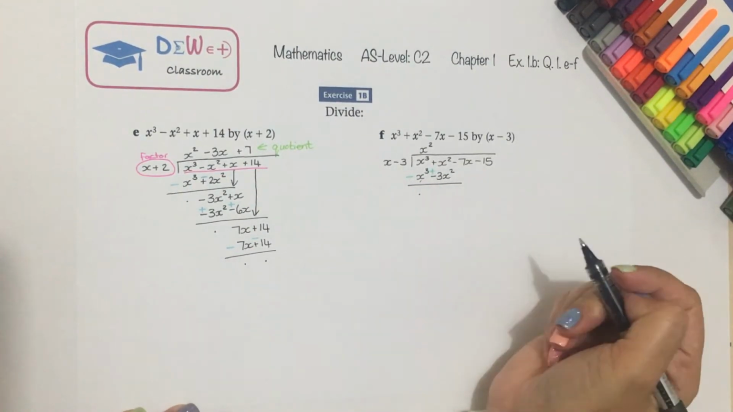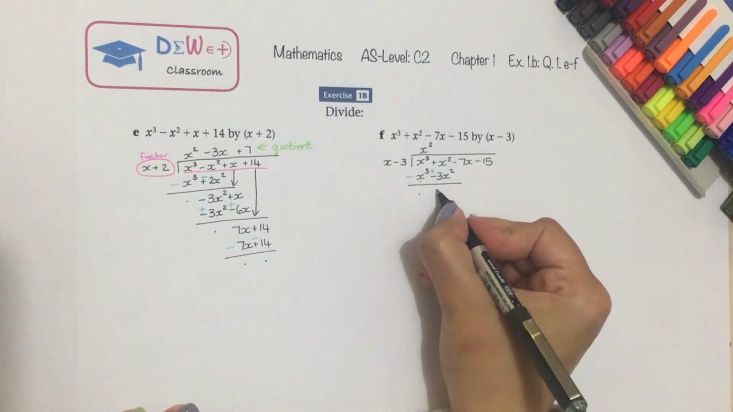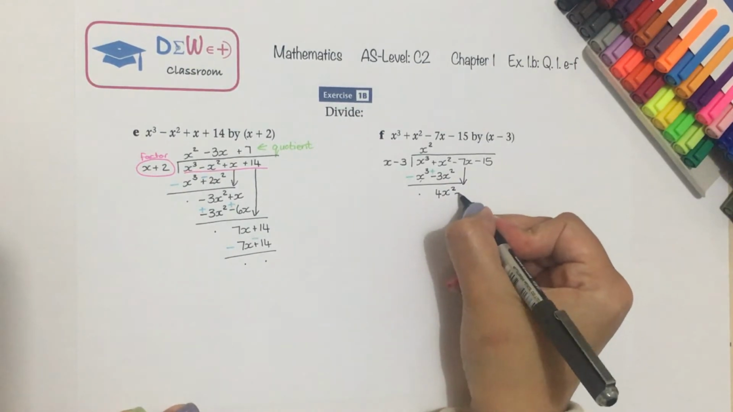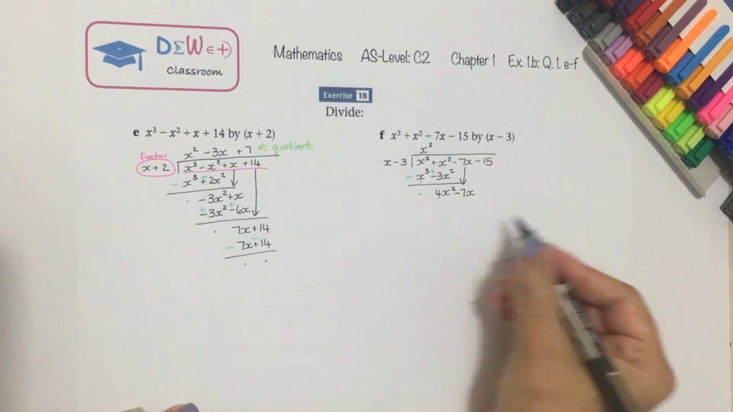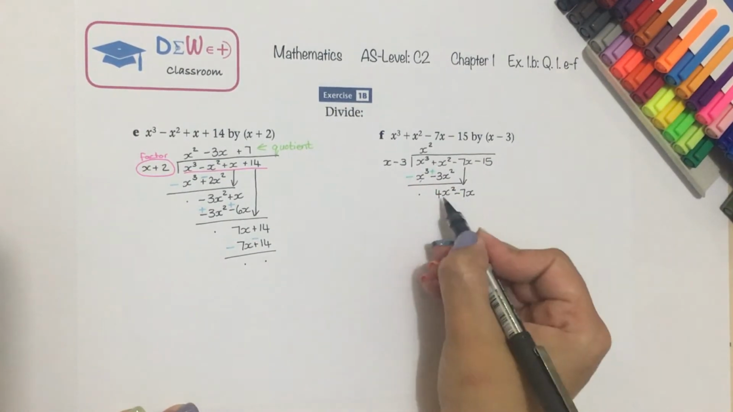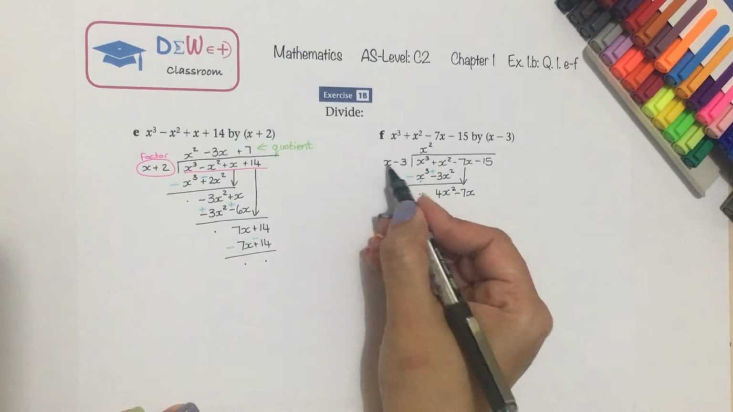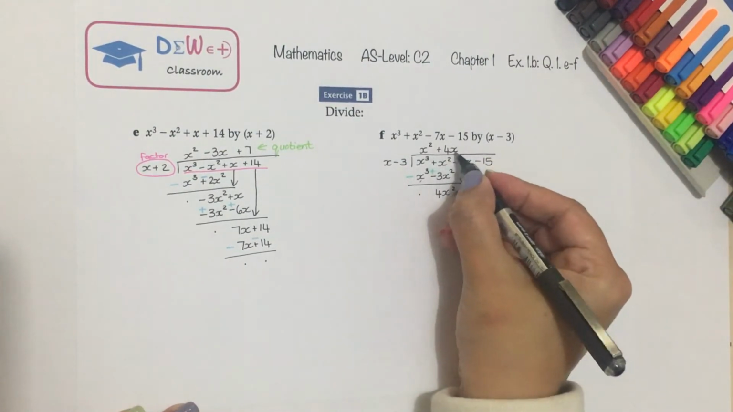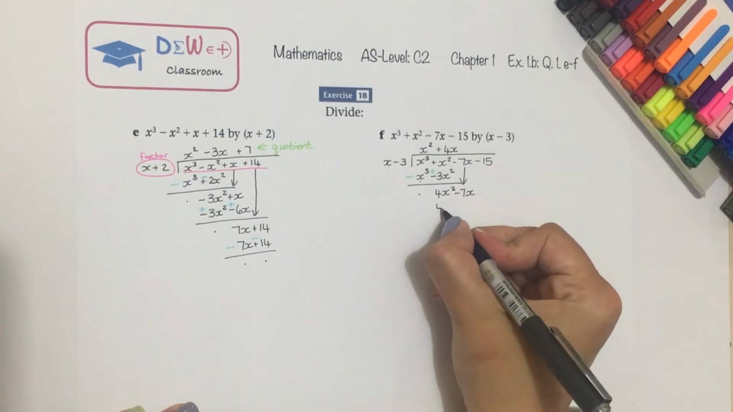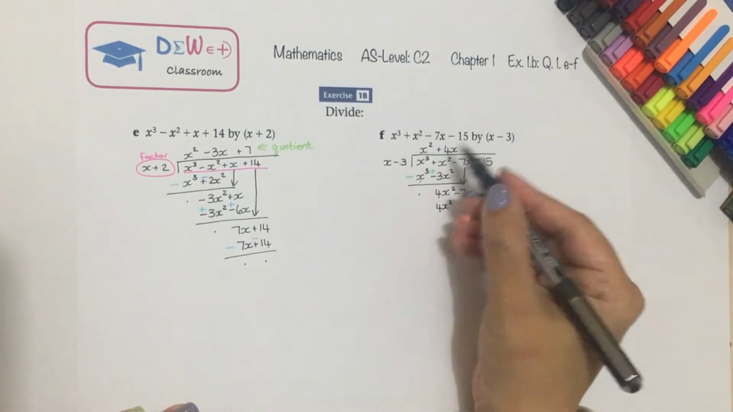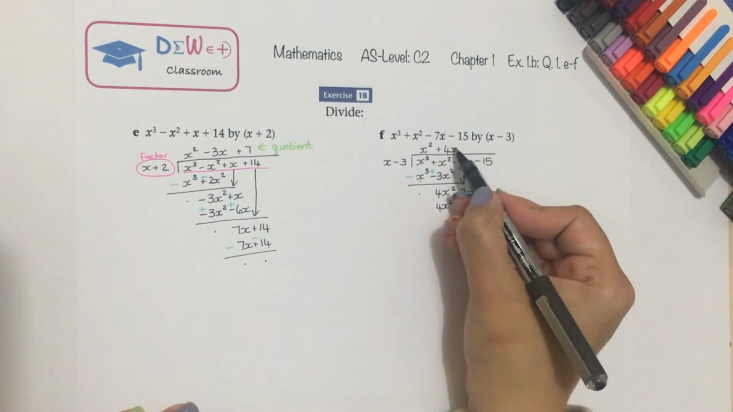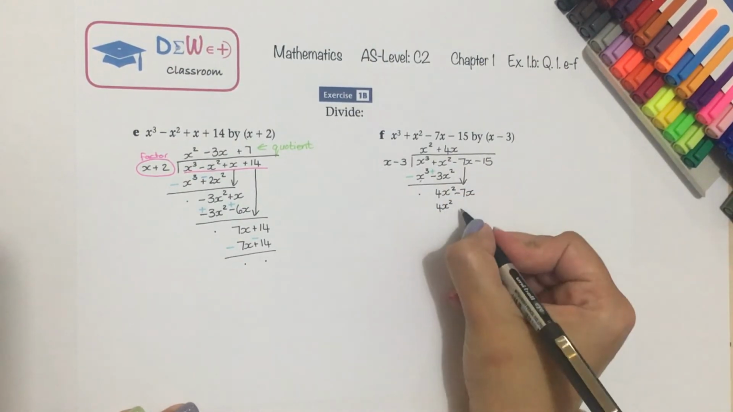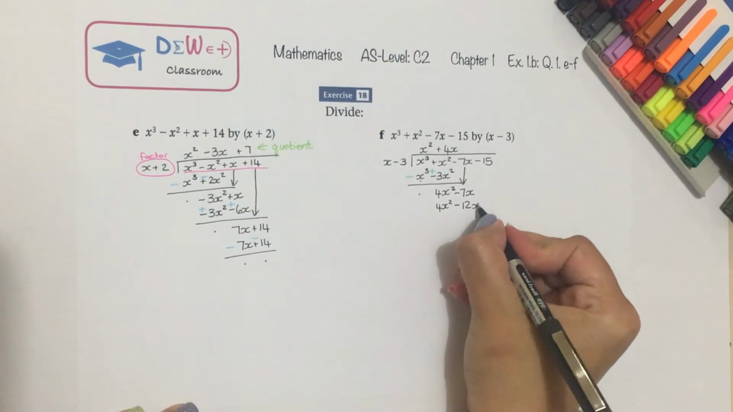X squared, or 1x squared plus 3x squared is 4x squared. Then we bring down that minus 7x. Going up, we're going to ignore the minus 3, so we're going to say 4x squared divided by x is plus 4x. 4x times x is 4x squared. Don't forget about the minus 3 when you're coming down. So 4x times 3 is minus 12x.